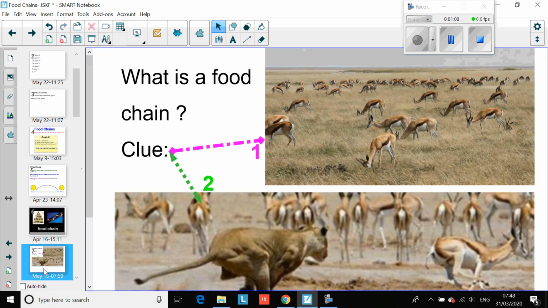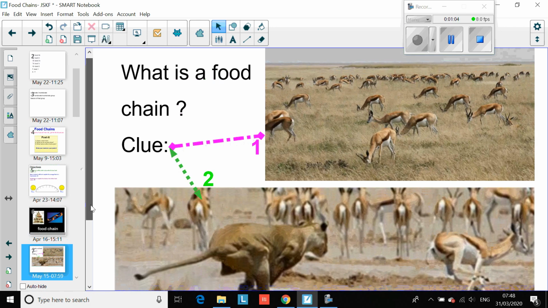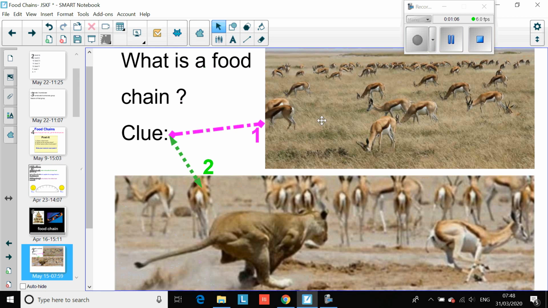Right, well, have a quick look at this picture. There are some clues here. Think about the gazelles, think about what they're eating, and think about the lion coming into the scene. Okay, so what do you think a food chain is? Once again, pause the tape for a moment and try and describe what you think a food chain is.